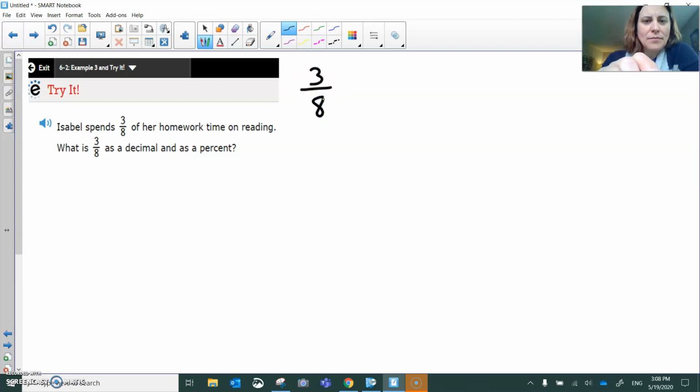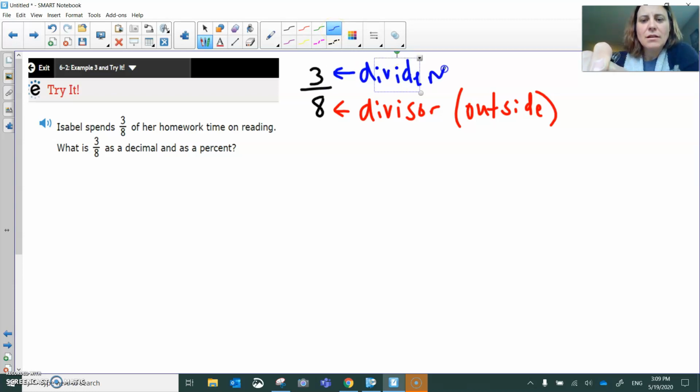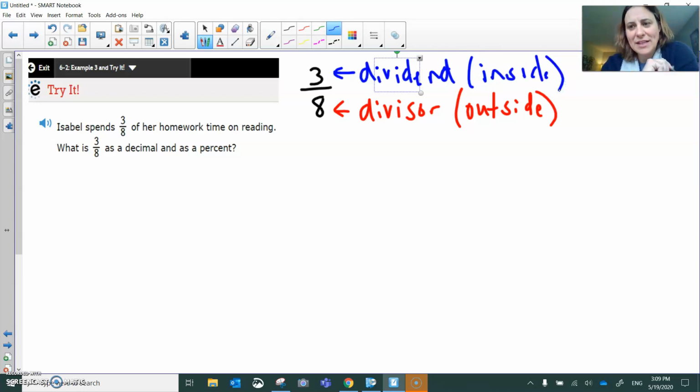The number on bottom, the denominator, that's the divisor. The divisor always goes on the outside when you're doing this kind of division problem. And the 3, that's the dividend. And the dividend goes on the inside. And the answer that we're about to get is called the quotient. So we're going to take 3. This says 3 divided by 8. We're going to take 3 and divide it by 8.